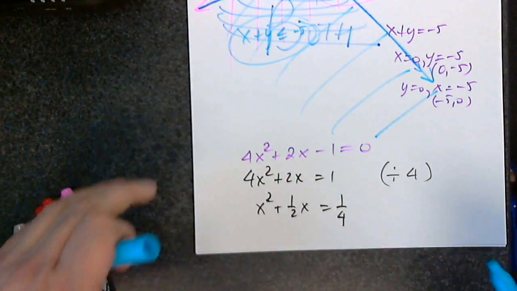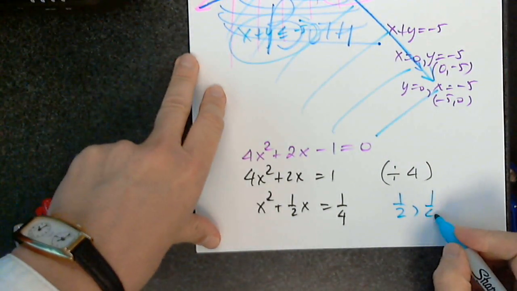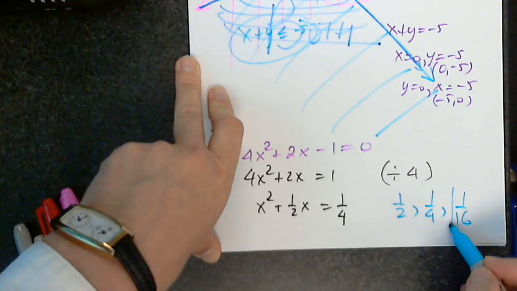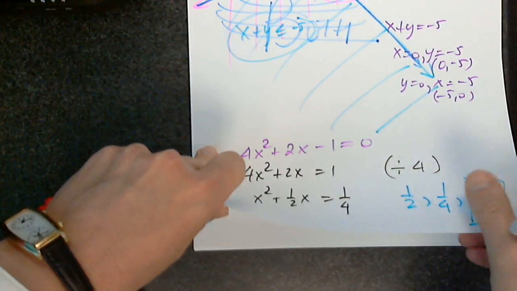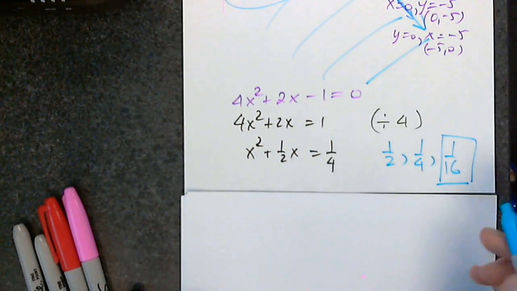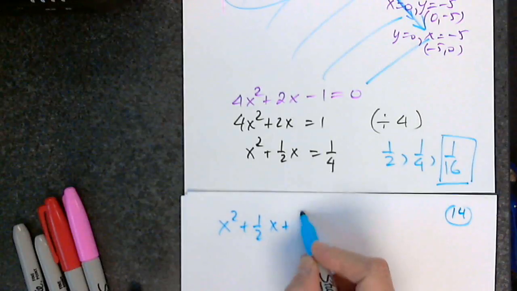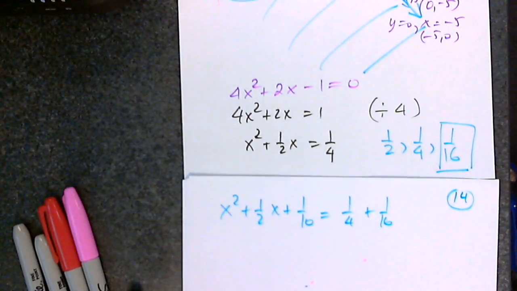The middle coefficient is 1/2. When I divide it by 2, always remember when you divide a fraction by 2, you're really multiplying it by 1/2. So it's 1/4. And when I square 1/4, I get 1/16. And this is the number that I must add to both sides. So then I have x squared plus 1/2 x plus 1/16 equals 1/4 plus 1/16.